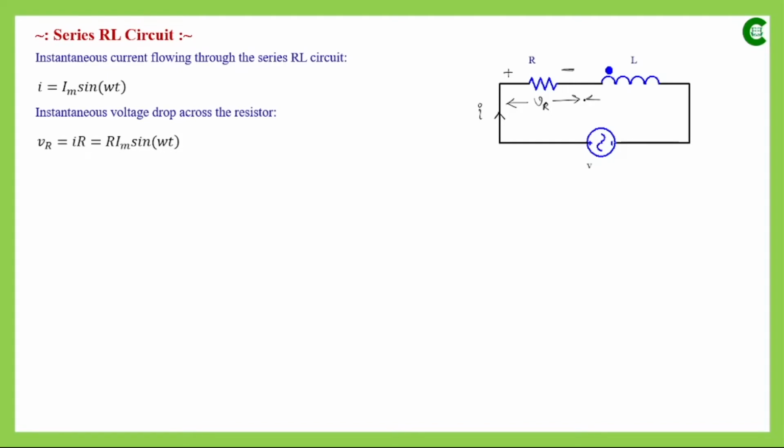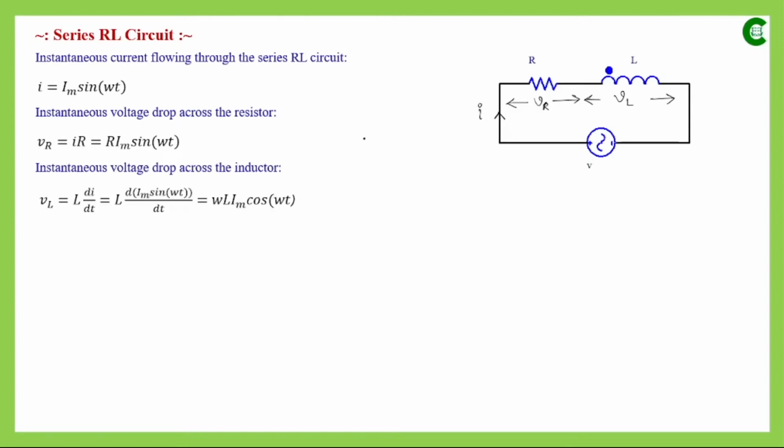And now if we assume that the instantaneous voltage drop across the inductor is VL, then VL is equal to L multiplied by di/dt, the rate of change of the current. In place of I we can replace Im sine omega t, and if we differentiate, then as we have seen in the previous case for a purely inductive circuit, it will be omega L Im cos omega t. Now if we replace cos by sine, then it will be sine of 90 degree plus omega t, or we can rearrange it as omega t plus 90 degree. So these are the instantaneous voltage drops across the resistor and inductor.